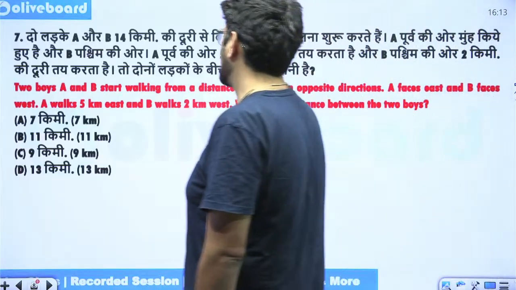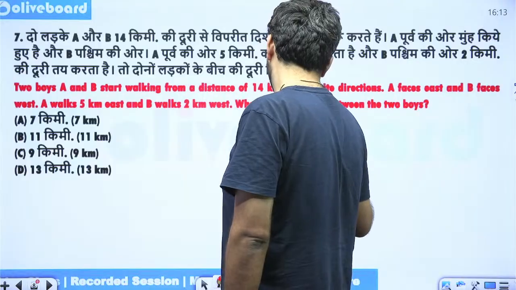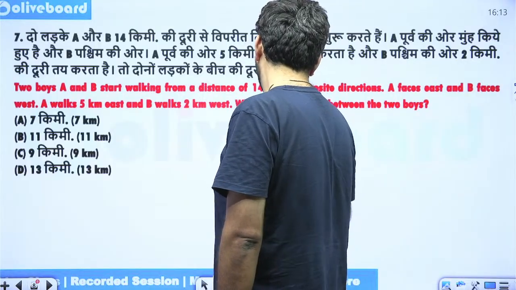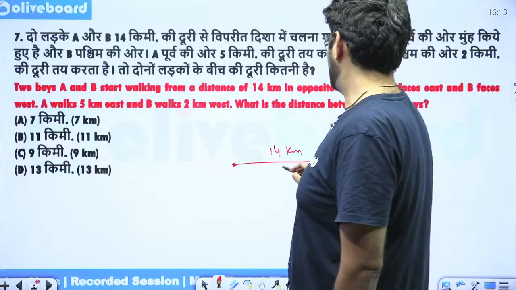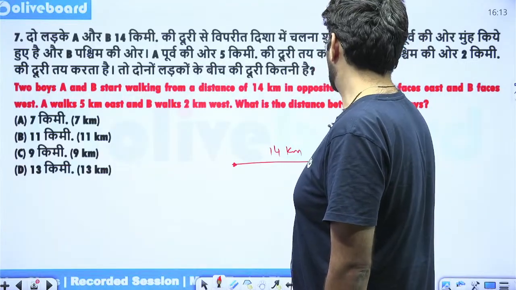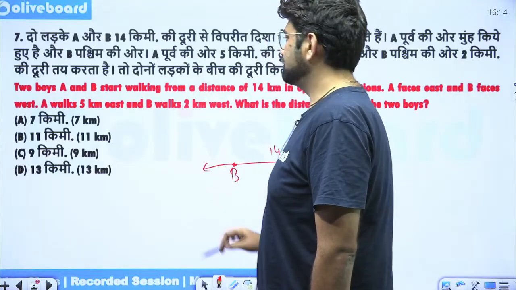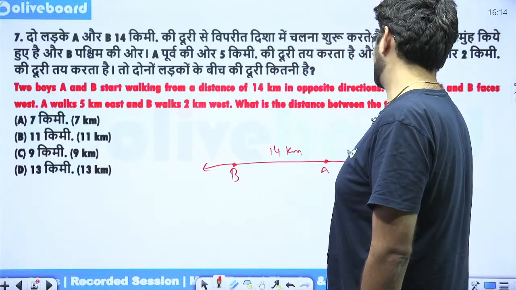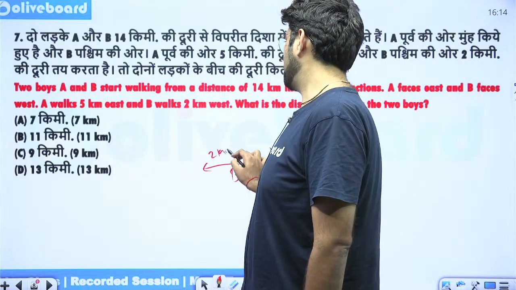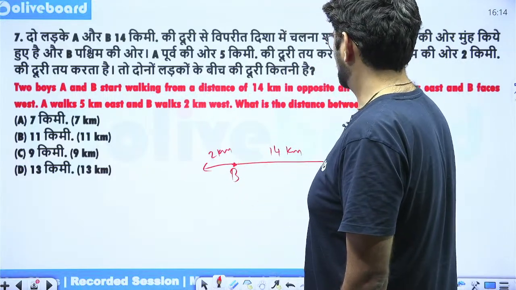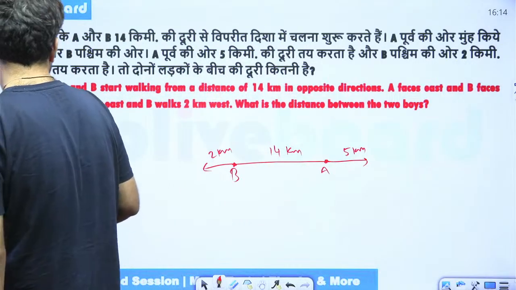So two boys A and B start walking from a distance of 14 kilometers in opposite directions. A faces east and B faces west. So A is walking here and B is walking here. A walks 5 kilometers east, B walks 2 kilometers west. What is the distance between the two boys? So 14 plus 7, 21 kilometers. Isn't it?